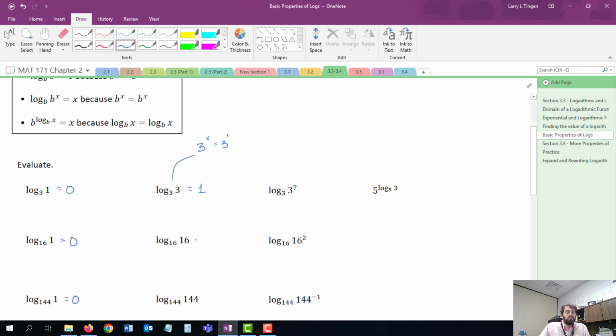16 raised to some number equals 16. What is the number? 1. 144 raised to some number equals 144. What is that number? 1.